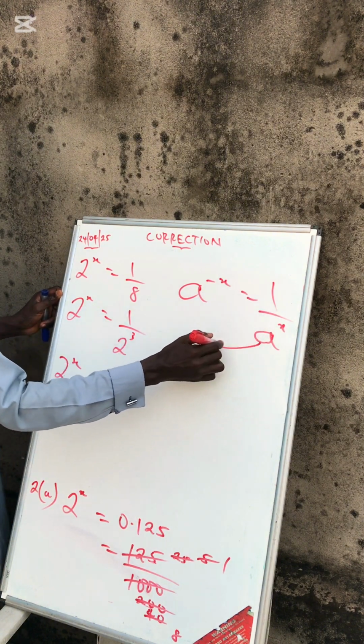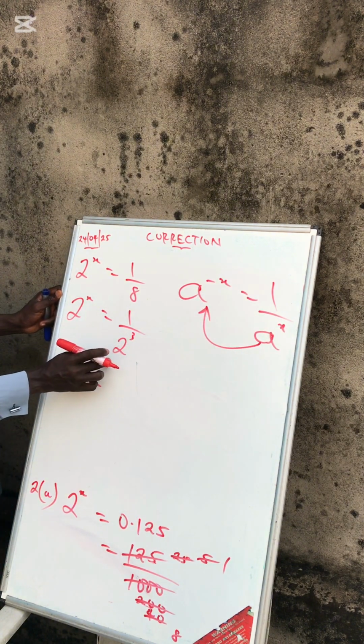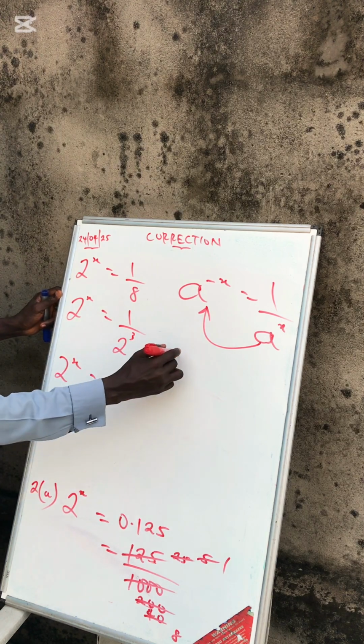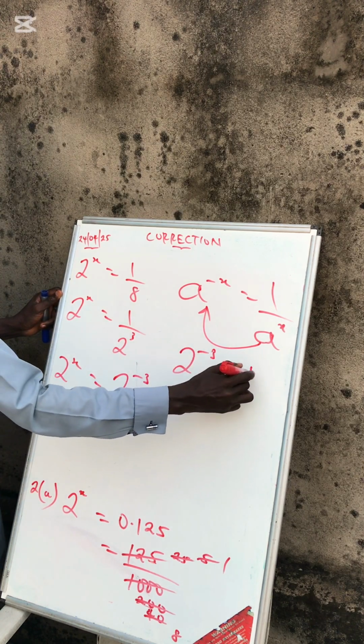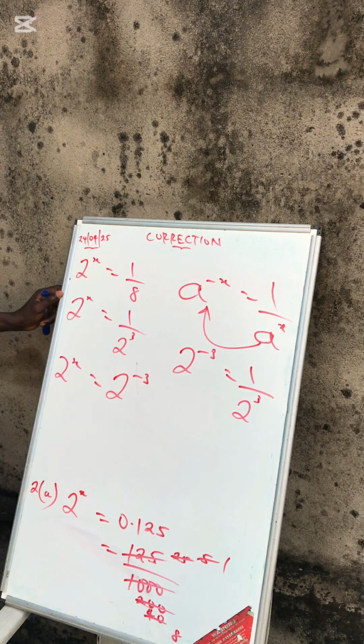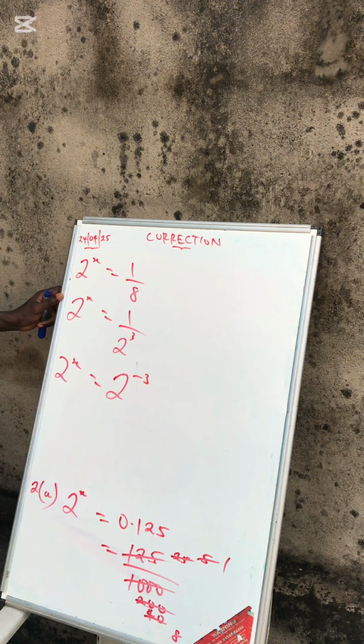That means 1 over a raised to x is also a raised to minus x. So 1 over 2 raised to 3 is 2 raised to minus 3. Because if I want to write 2 raised to minus 3 as a fraction, it will become 1 over 2 raised to power 3, which is this. Do you understand? Good.